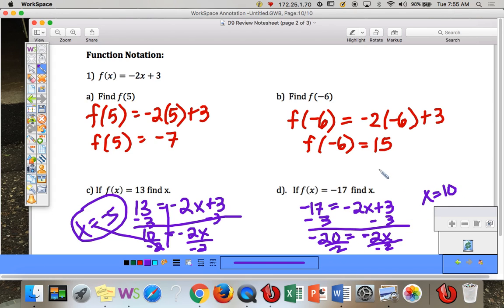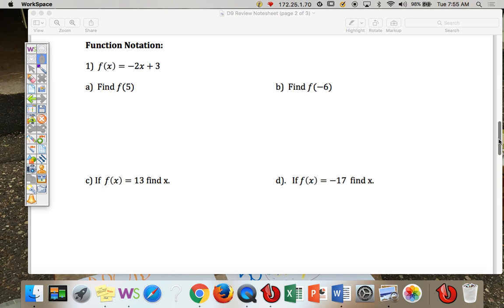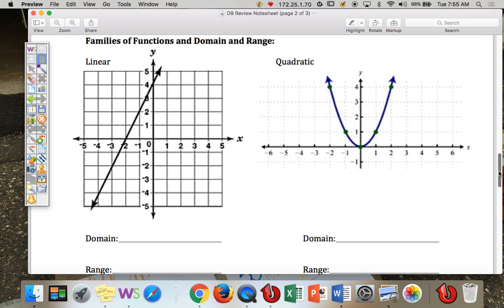And you can check your answer by plugging in. So two types of problems. One, they give you x, plug it in, find the output. Two, they give you the output, y, plug it in, and use algebra to find x. So that's function notation. All right, let's look at domain and range.